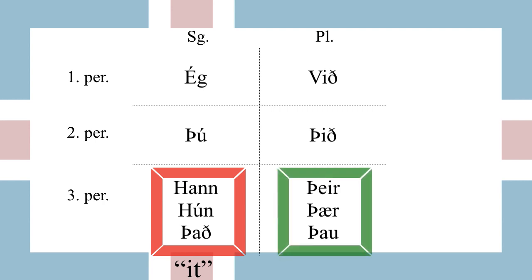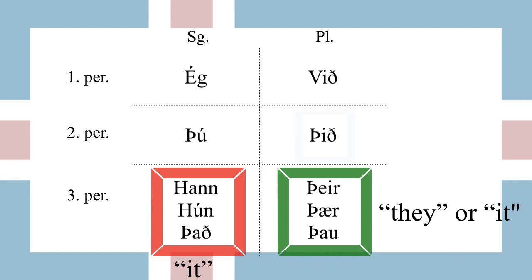The next note is that þeir, þær, and þau all mean they. It just depends on the gender of the nouns that they're replacing. So plural masculine, plural feminine, or plural neuter. So they can all mean they. They can also mean it in certain circumstances, and I'll talk about that on the next slide.